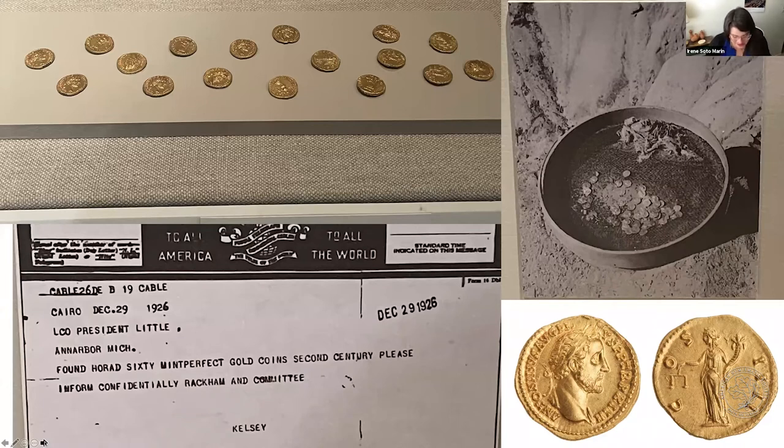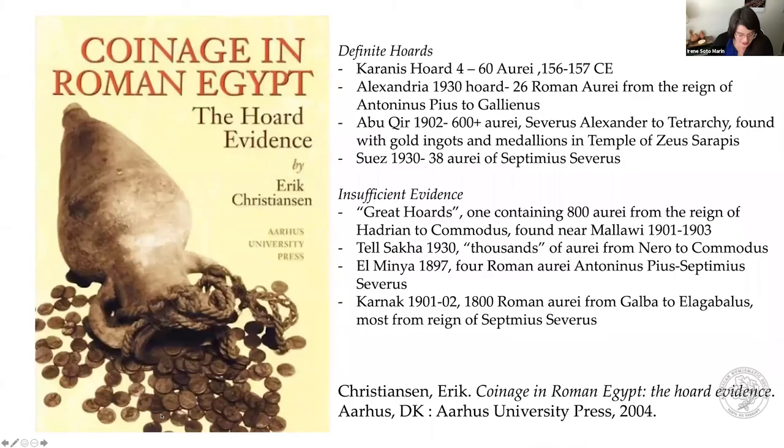22 coins were retained by the Department of Antiquities in Cairo, dating to the reigns of Antoninus Pius and Marcus Aurelius, and the remaining 38 are kept in the Kelsey Museum and are all dated from the fourth consulship of Antoninus Pius, leading Haatvedt and Peterson to conclude that this is when the hoard was concealed, namely 156 and 157 CE. In total, Erik Christensen gathered evidence of 7 gold hoards containing Roman aurei in Egypt, with coins ranging from the reigns of Hadrian to Gallienus.